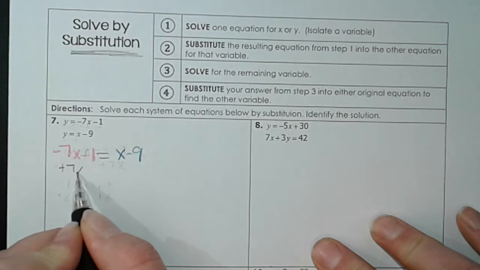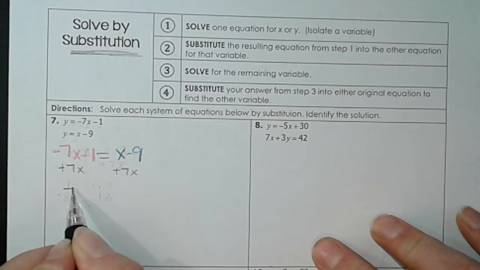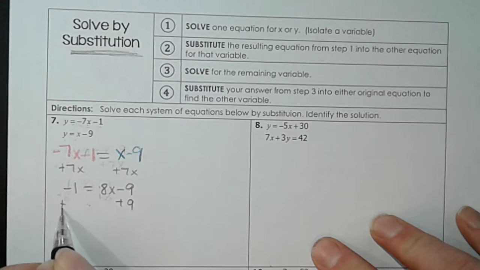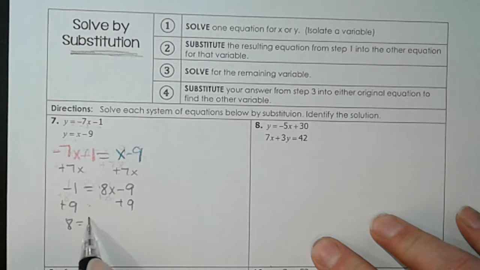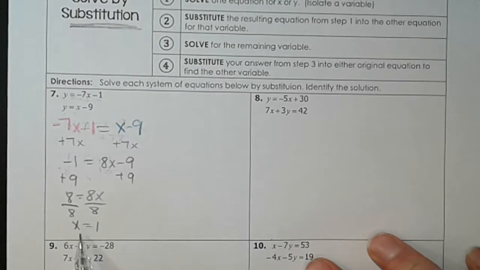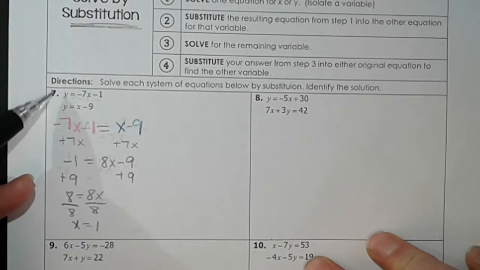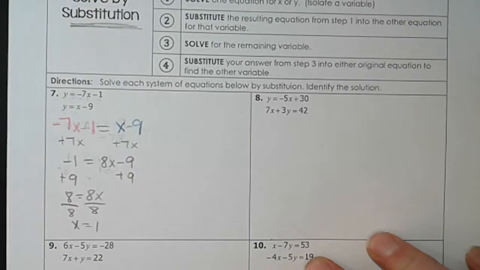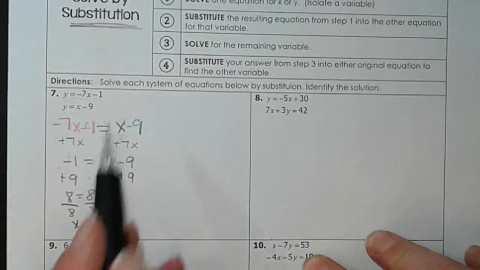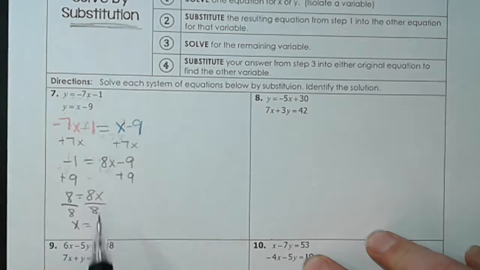So we're going to add 7x to both sides. We have negative 1 equals 8x minus 9. We're going to add 9 to both sides and we have 8 equals 8x. Divide both sides by 8 and we have x equals 1. So what we're saying is that at this point, where these two lines cross, x is equal to 1. Now we have to figure out what y is equal to. Well, y should be equal to the same thing on both of these lines, right?